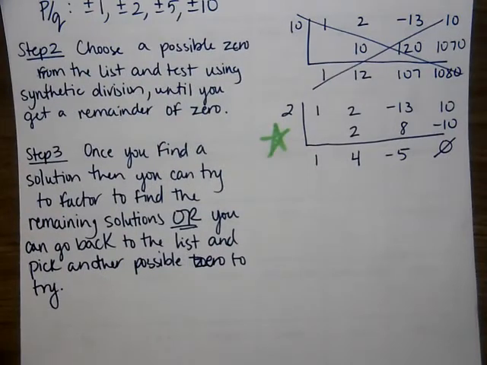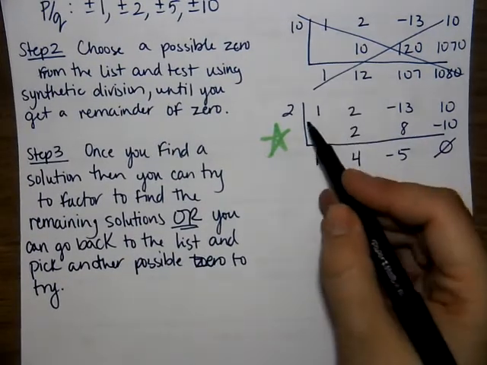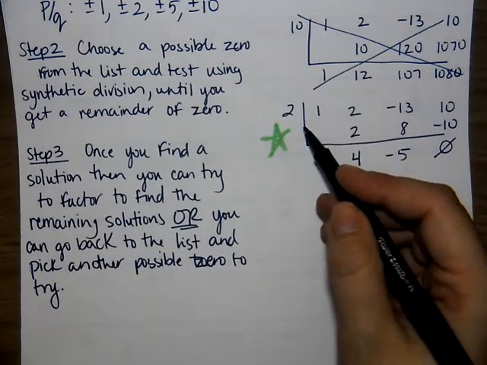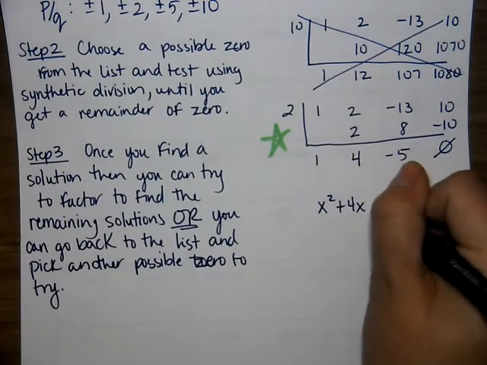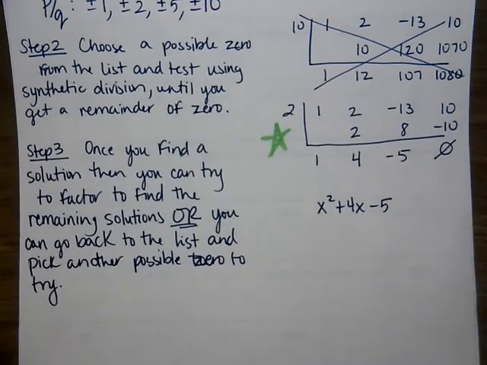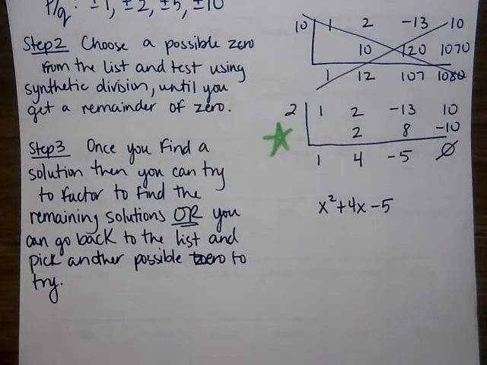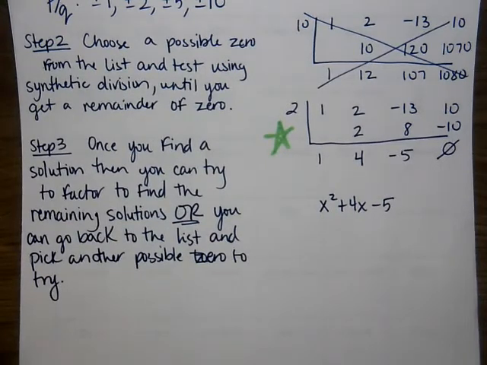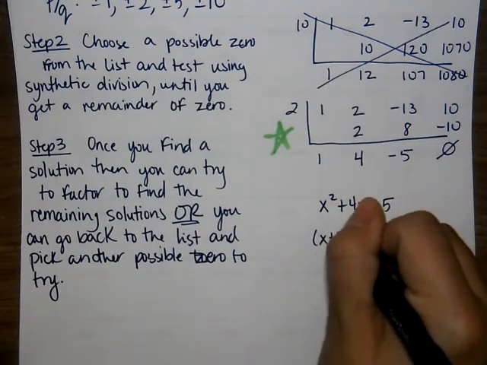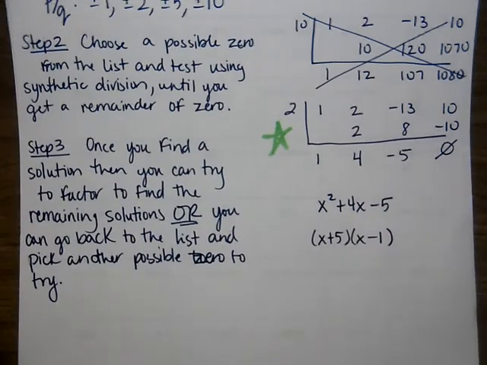In my opinion, I always try to factor it because it's faster, okay? Remember how you set up your polynomial. Right now this started at an x cubed. It's got to drop a degree. So now I have x squared plus 4x minus 5. You want to try to factor it. Are you seeing that it factors to x plus 5 times x minus 1?